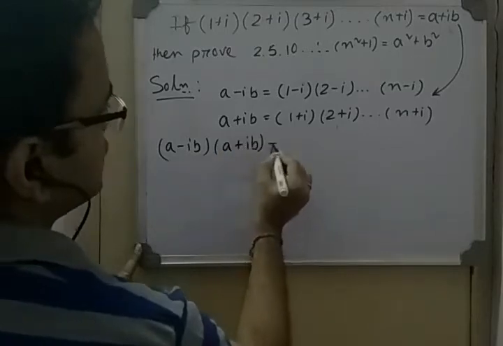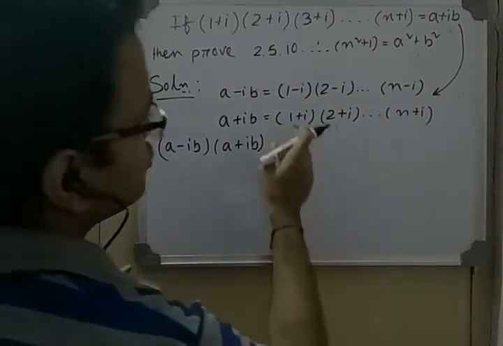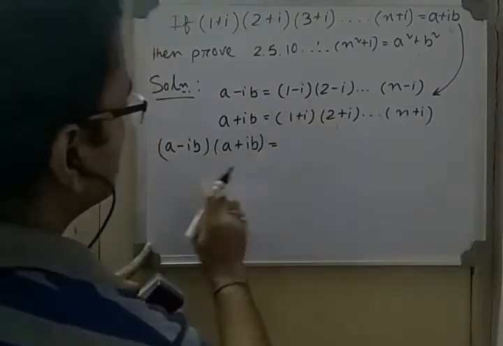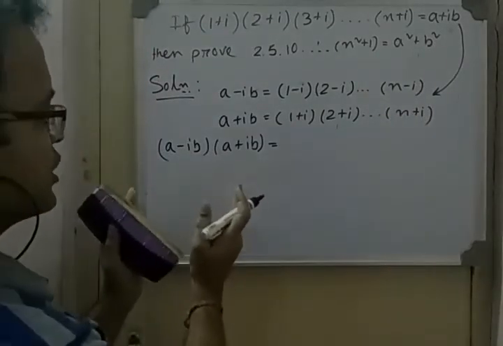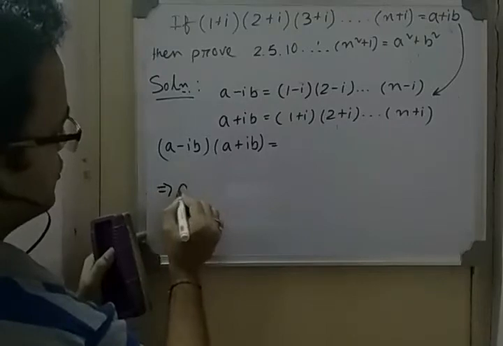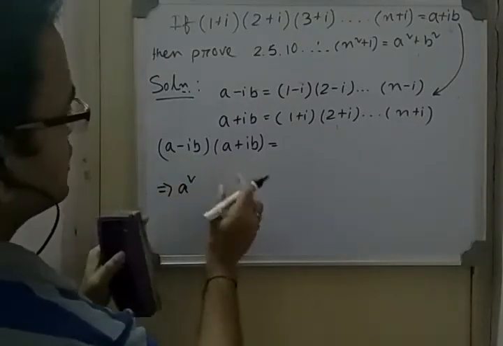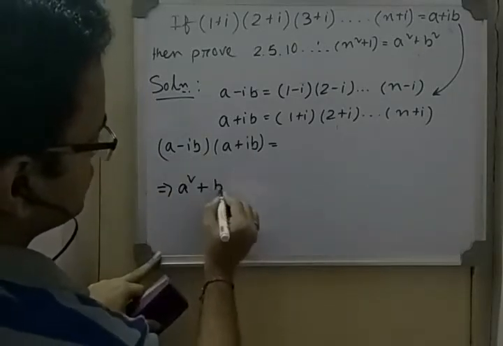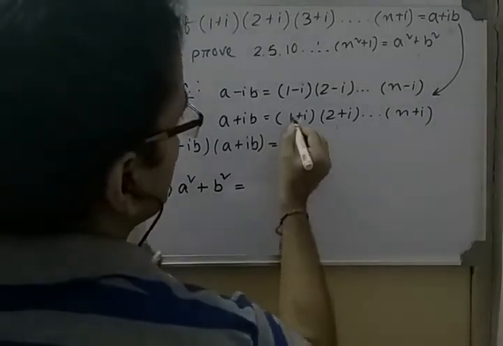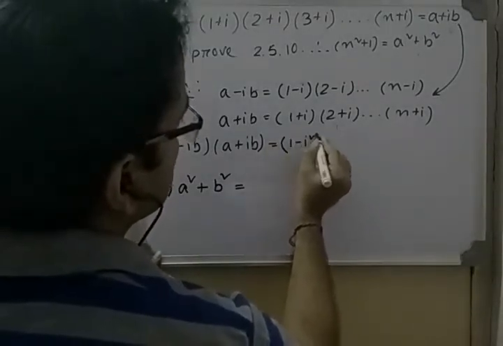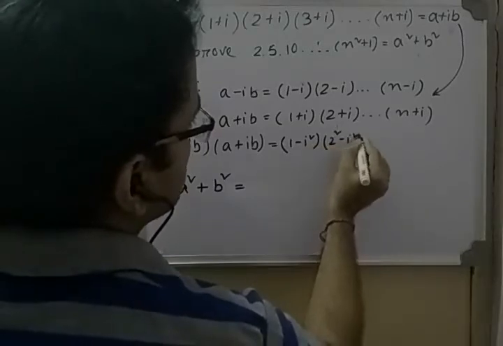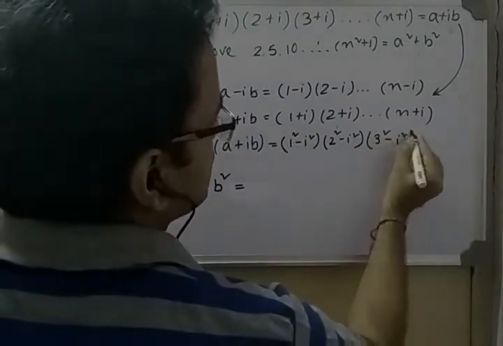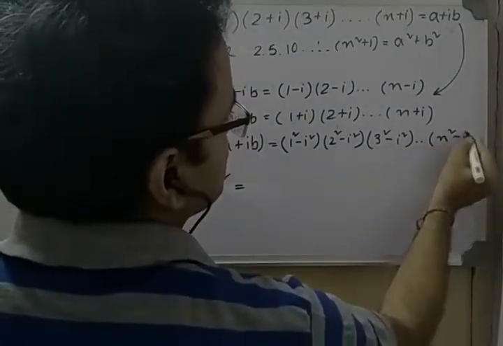So this is the left hand side. On the right hand side, while multiplying, make sure we multiply the complex numbers that are conjugates here. So here also it's conjugate, so we get a real number, a square plus b square. If we take (a plus b)(a minus b), we get a square minus i square b square. Actually i square equals minus 1, so it is this. Similarly, when you multiply this, you get 1 square minus i square, 2 square minus i square, next one 3 square minus i square, up to n square minus i square.